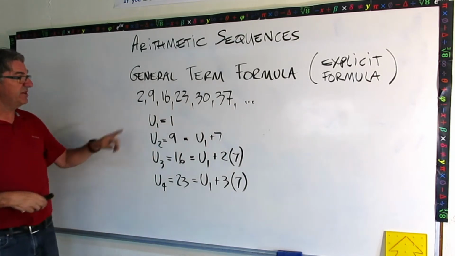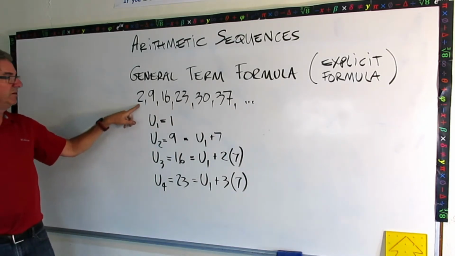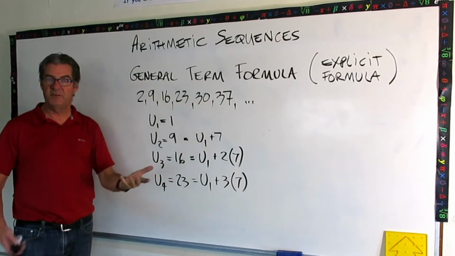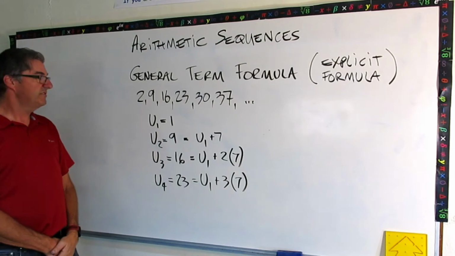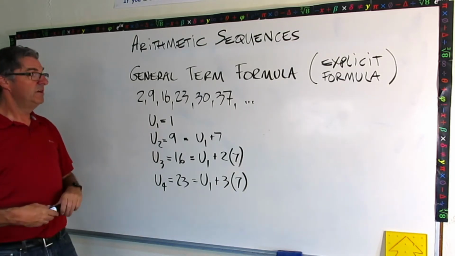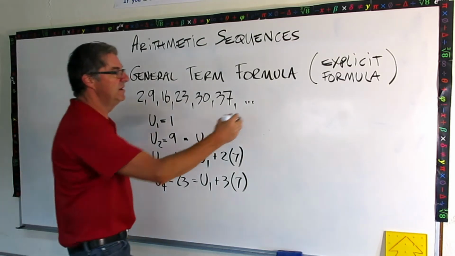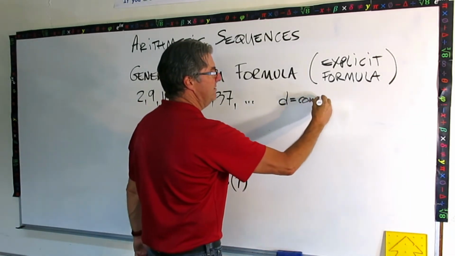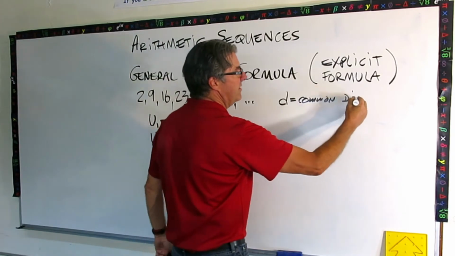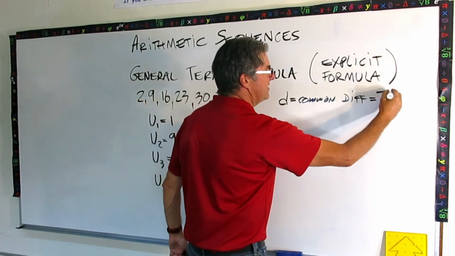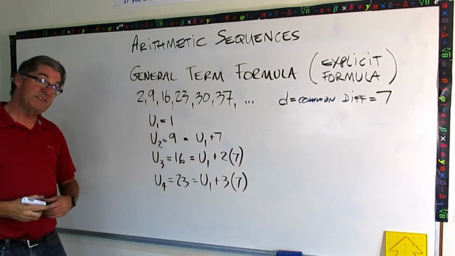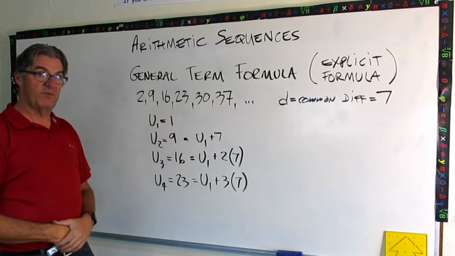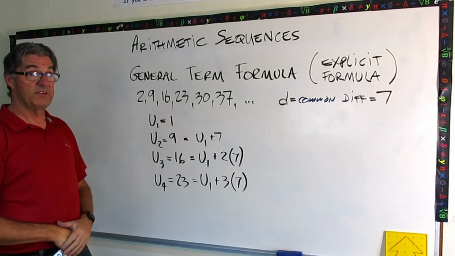So let's take a look at this particular sequence. Starts with 2, then goes to 9, 16, 23, 30, 37. So what's our common difference? 7. So we're going to introduce a variable here. d equals common difference, and in this case, that's 7. So let's break this sequence down, use a little bit of algebra, and that'll lead us to the formula for the nth term for this sequence.